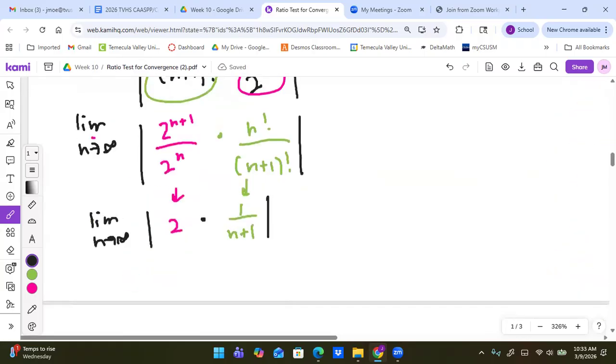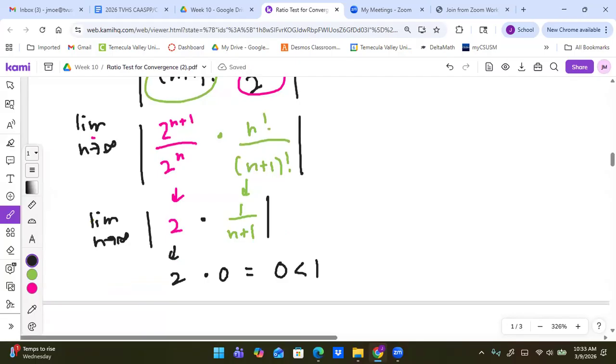Limit of a constant is just a constant. Limit of 1 over n plus 1, n's in the denominator, no n in the numerator, the limit of that is going to be 0. So 2 times 0 is 0. Now, is 0 less than 1 or greater than 1? That's stupid. Less than 1. Yeah, of course. I don't even know why I asked you that. It's less than 1, so according to the ratio test, the series converges.